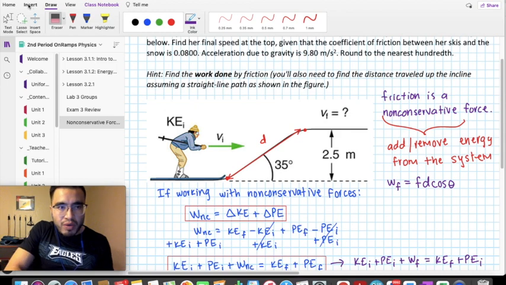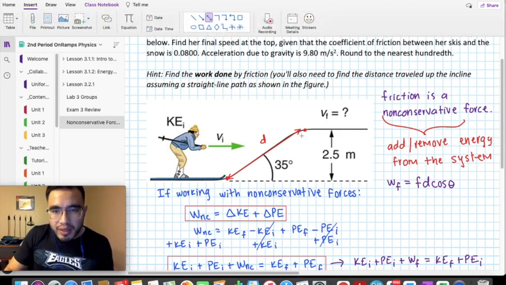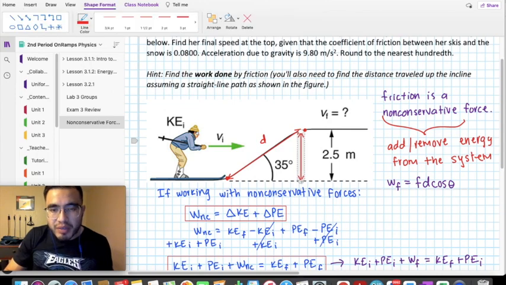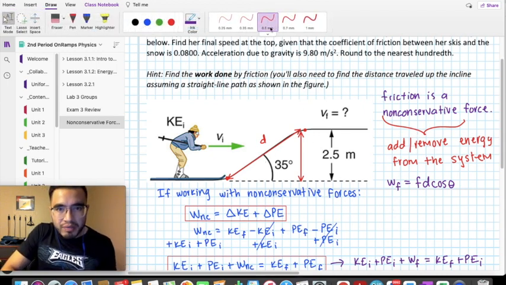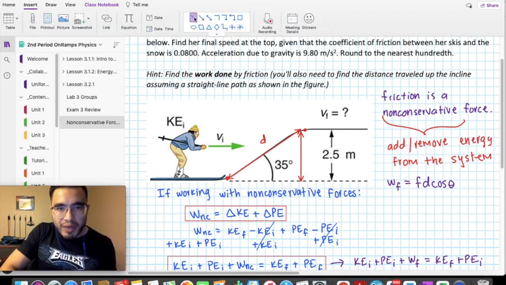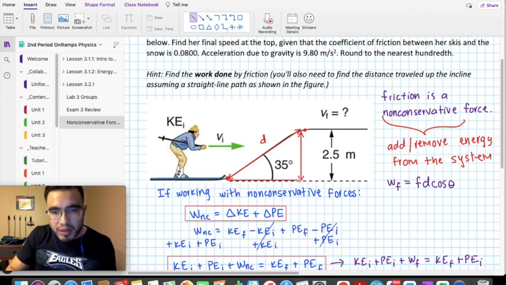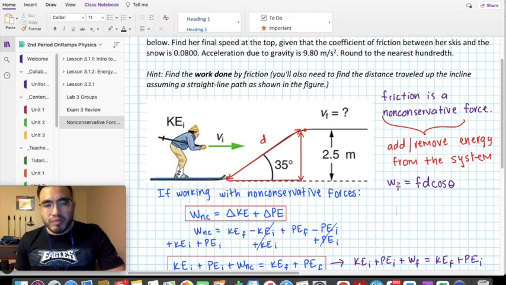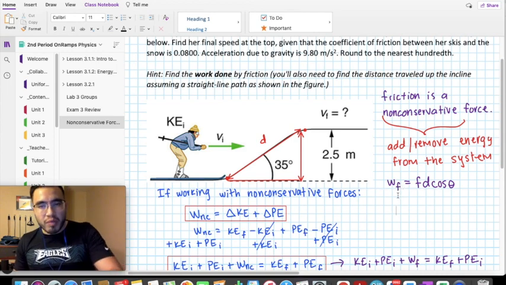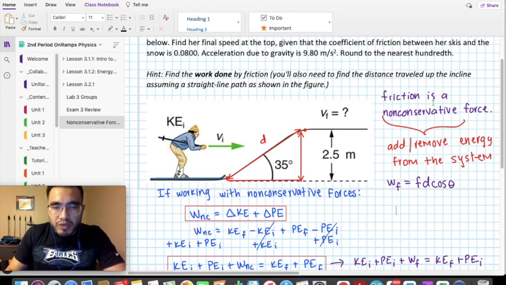We also know that from here to here is 2.5 meters. I'm sure you can see the triangle right there. That is the shape we're always after, the right triangle. Before we continue, we saw more or less what we need to do: we need to find the work done by friction, and we labeled the distance.